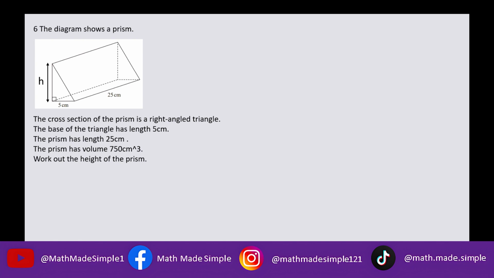So I need the equation for the volume of a prism, which is area of the cross-section times by the depth. And I also need the area of a triangle, 0.5 times by base times by height. You might do a half of it, but I just wrote 0.5. Both of them do the same thing.